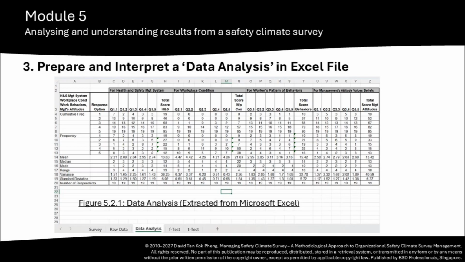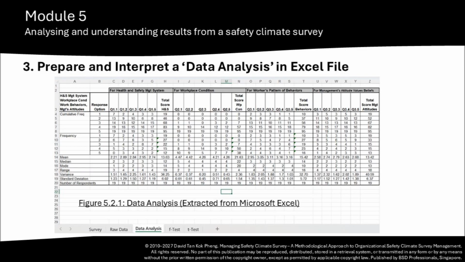Looking at the overall mean scores across the four constructs, management's attitudes, values, and beliefs recorded the lowest average score at 13.42. In comparison, workplace condition achieved the highest mean score at 21.63, followed by workers' safe behaviors at 15.42, and the health and safety management system at 13.63. These results suggest that priority areas for improvement include management commitment, the overall safety management system, and employee safety behaviors.